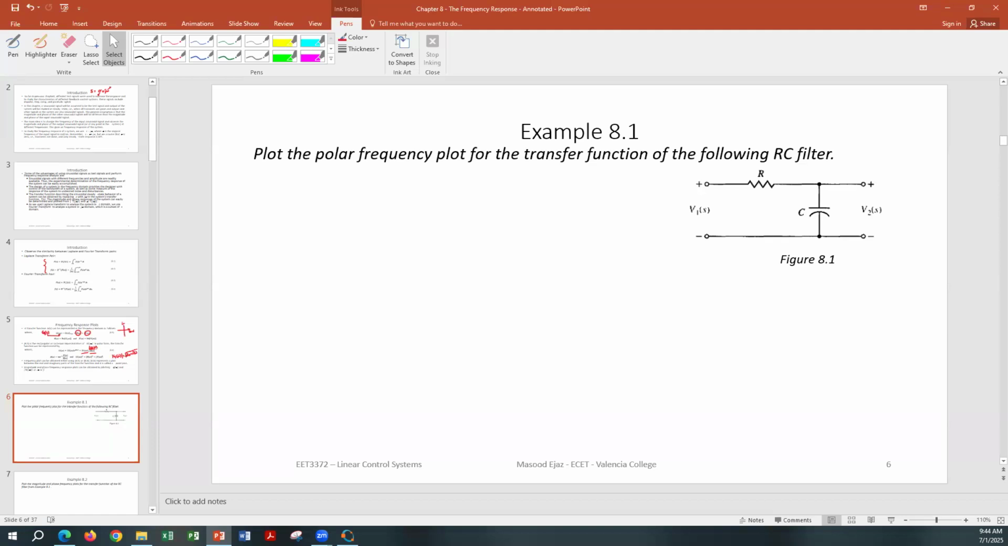Okay, so what do we have here? Plot the polar frequency plot for the transfer function of the following RC filter. What we have established is that this filter is a low pass RC filter, a first order low pass RC filter. First order, why is it called a first order filter? Anybody? It's called a first order passive low pass filter. What does it mean by first order?